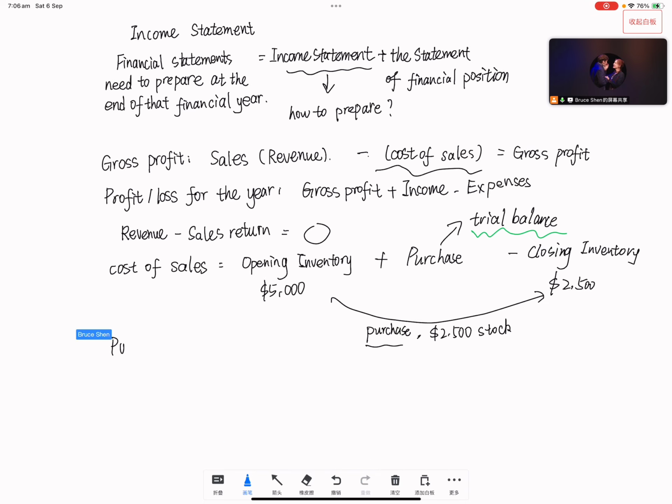For purchases, first we have the real amount of purchases. It is net purchases, of course. But we have purchases returns.